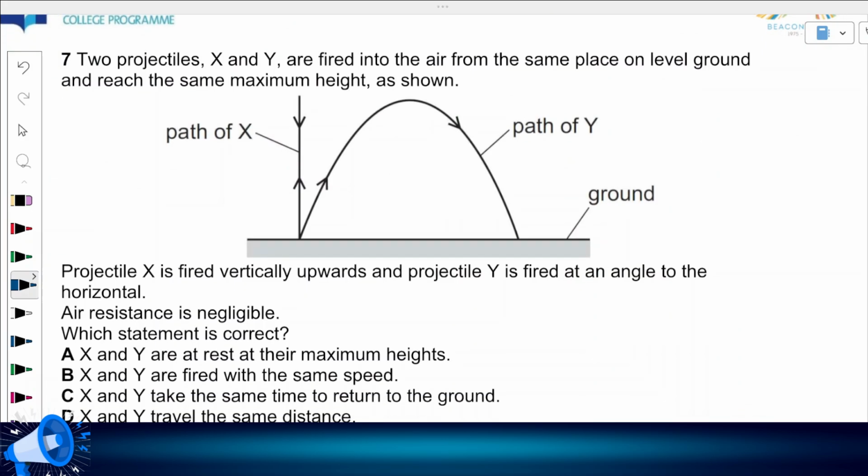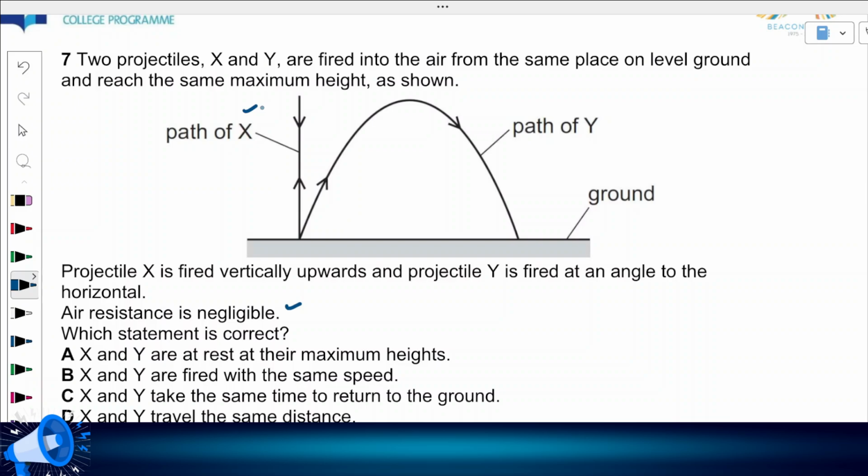Then question number 7. For this one, two projectiles X and Y are fired into the air. Air resistance is negligible. Which statement is correct? So you're shown two different paths. They reach the same maximum height.